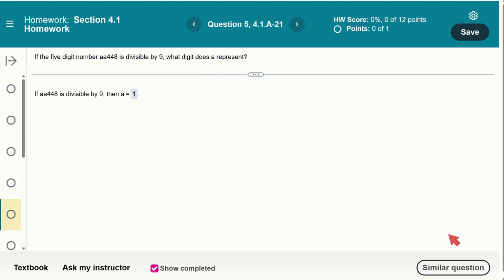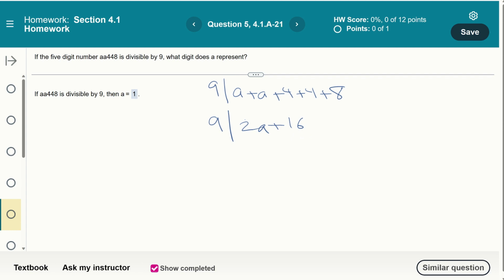All right, here's a nice problem when it comes to understanding divisibility by 9. We say if the 5-digit number AA448 is divisible by 9, what digit does A represent? Okay, so remember what divisibility by 9 means. It means 9 also divides the sum of those digits, right? So A plus A plus 4 plus 4 plus 8, right? That means 9 divides 2A plus 4 and 4 is 8 and 8 is 16, right?